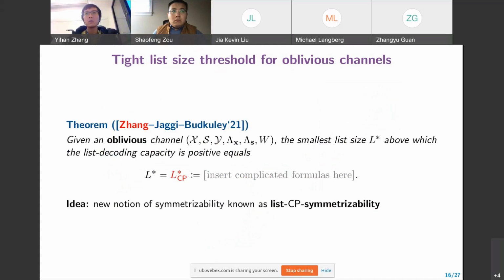What do I mean by that? This L star is the smallest list size above which the list decoding capacity is strictly positive. So clearly, if I increase L, it's going to be easier for Alice and Bob to achieve a positive or larger rate. So the critical value L star is equal to something called L star CP. From now on, I'm not even going to give you the formula because I don't have time to properly define the quantities involved in these expressions. But basically, these things can be written down explicitly, and they are independent of the block length. And the idea actually comes from the omniscient result, curiously.